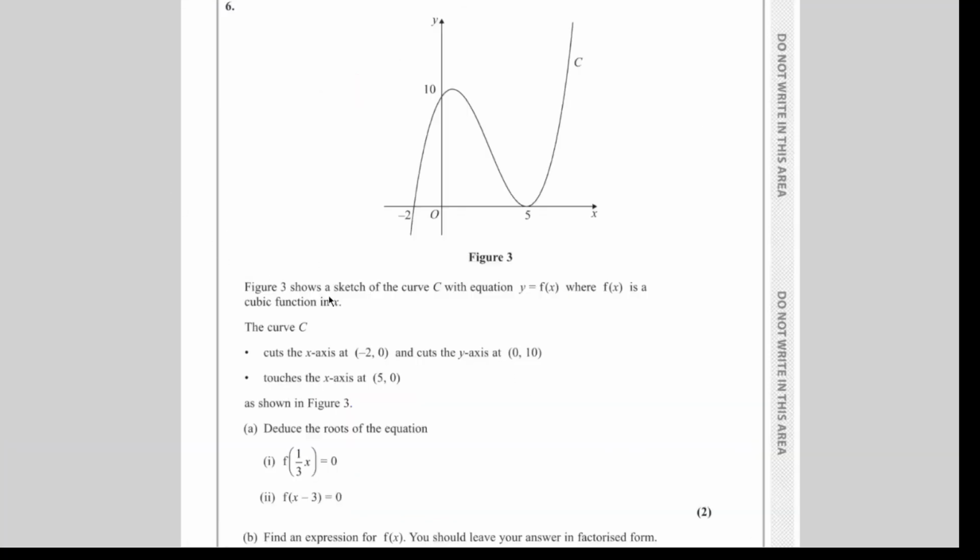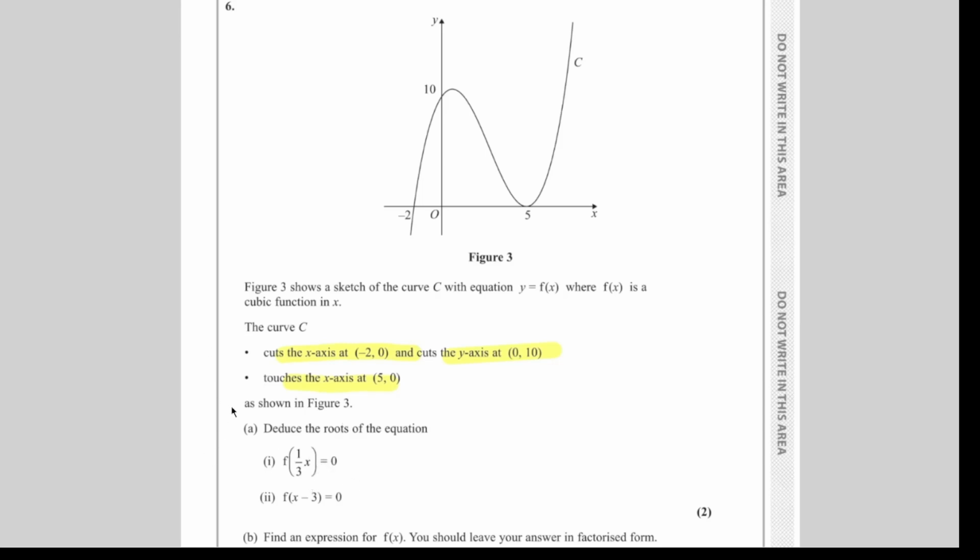Question 6. Figure 3 shows a sketch of the curve C with equation y equals f of x, where f of x is a cubic function in x. The curve C cuts the x-axis at (minus 2, 0) and cuts the y-axis at (0, 10). It touches the x-axis at (5, 0) as shown in figure 3. Part A, deduce the roots of the equation f of 1/3 x equals 0. So we need to get the roots of the equation f of 1/3 x equals 0.